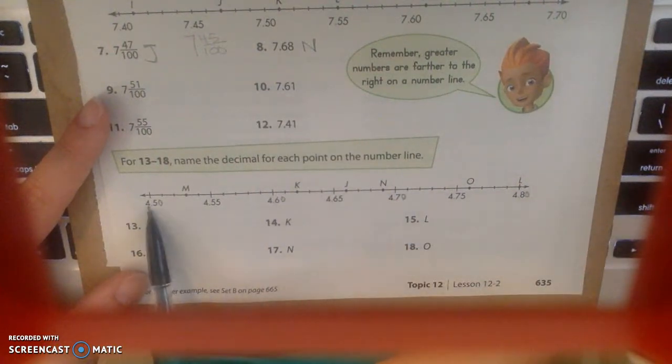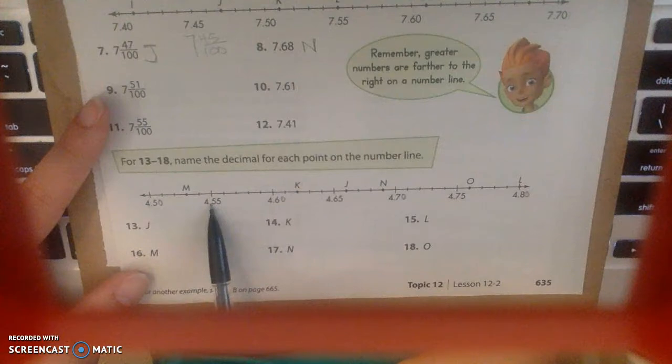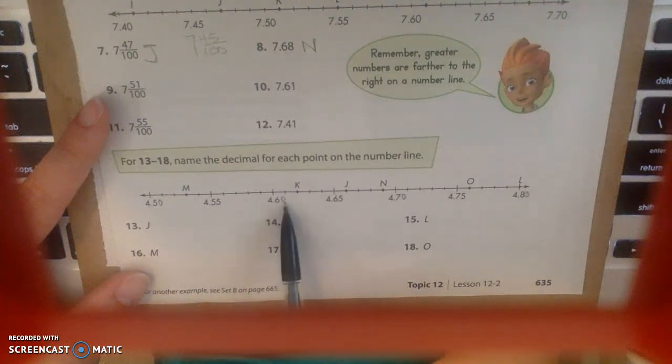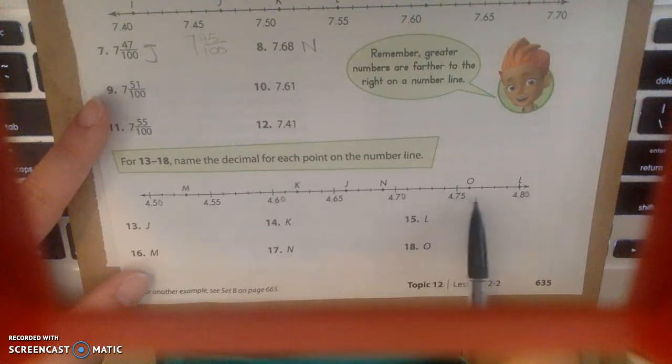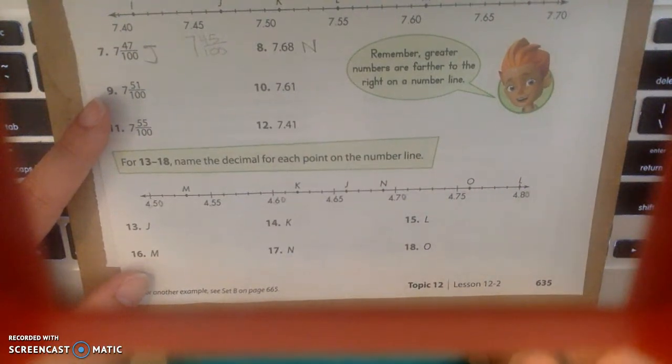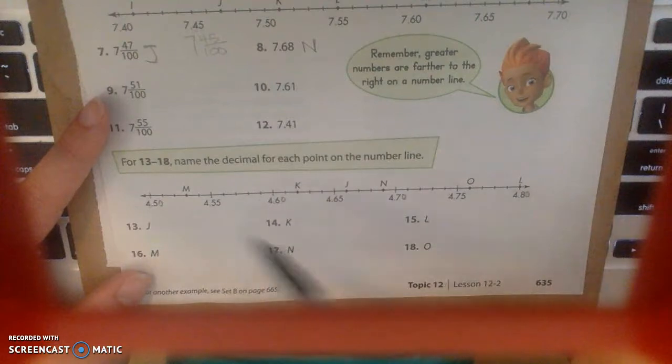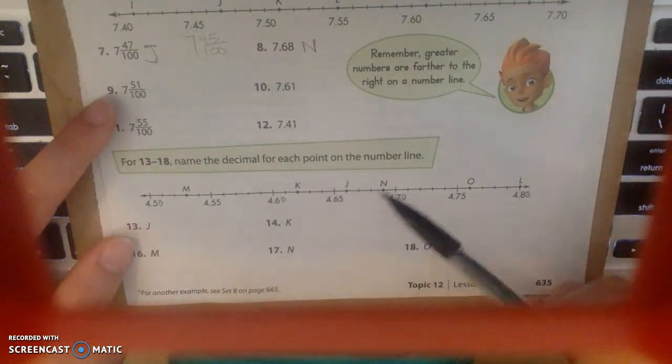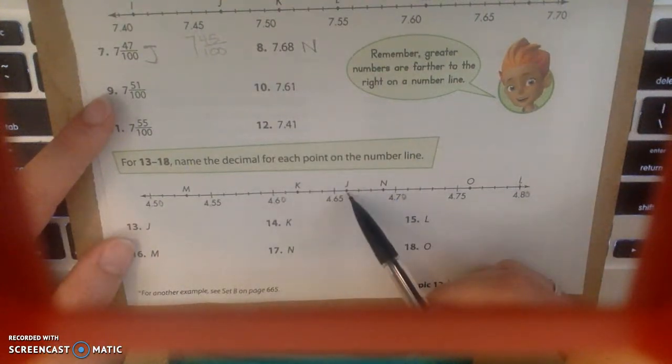So here we've got 4 and 50 hundredths, 4 and 55 hundredths, 4 and 60 hundredths, 4 and 65, 4 and 70, 4 and 75, 4 and 80. Okay, so now what they want us to do is find the mark or find the point and tell what decimal it is.